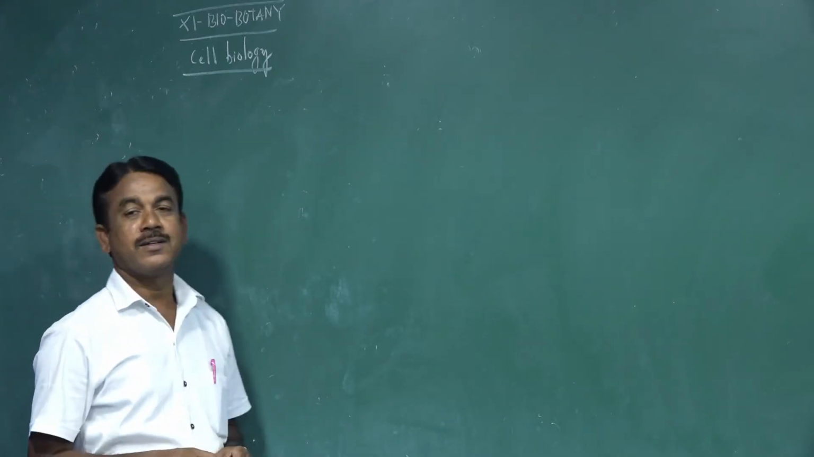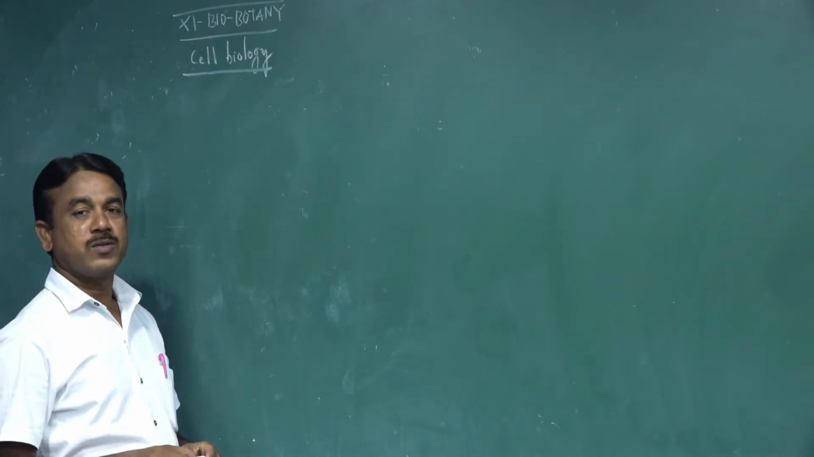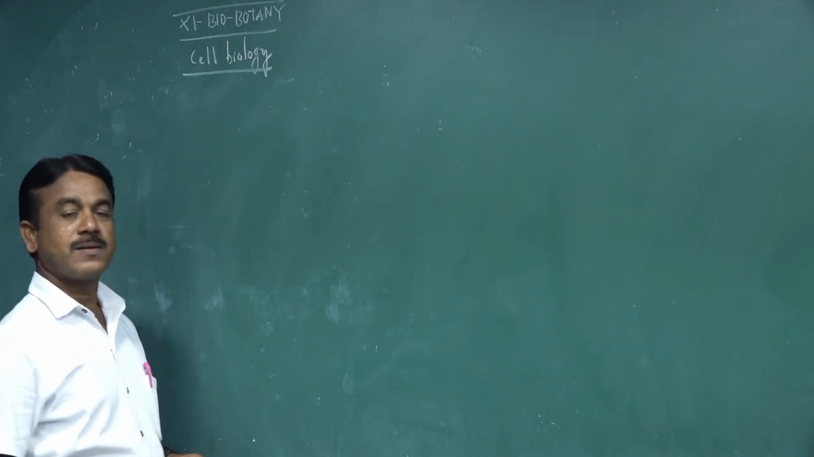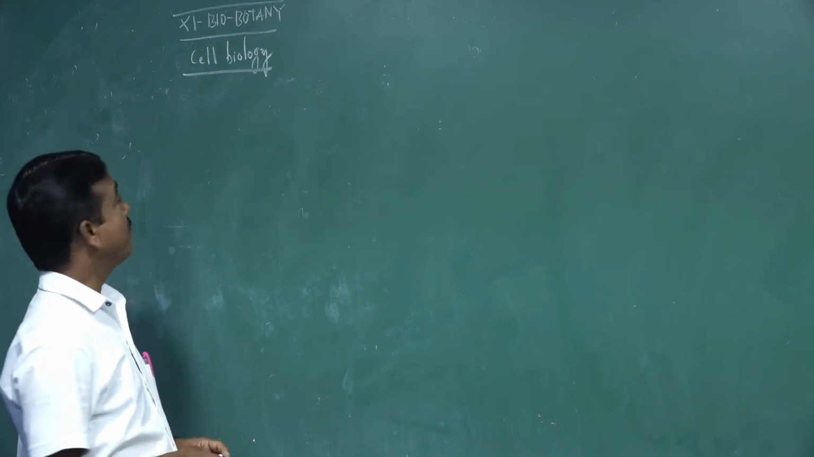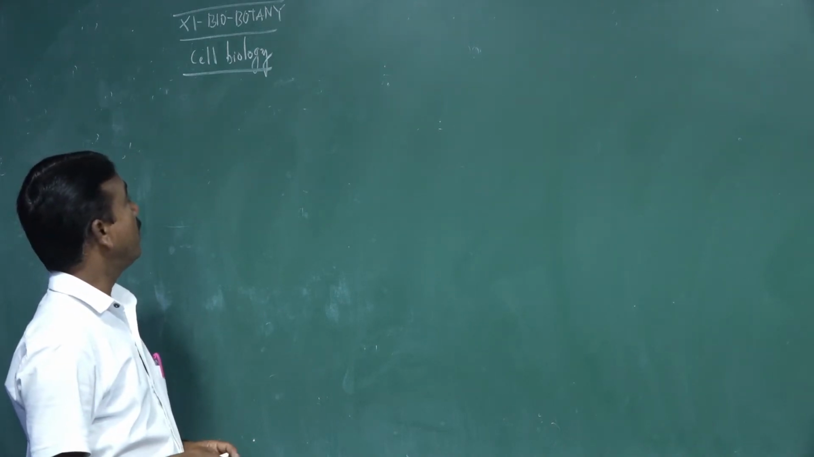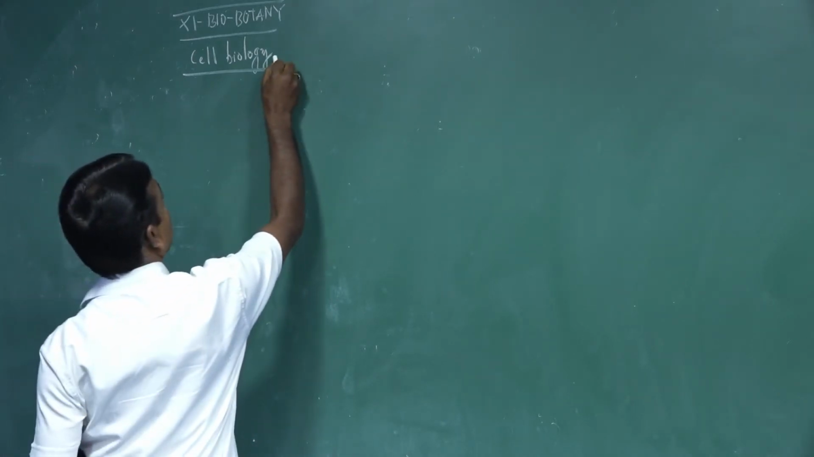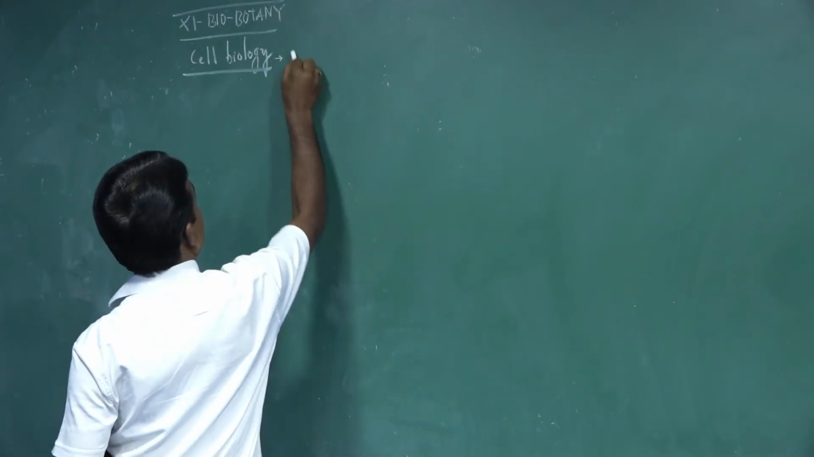Students, today in botany class the topic we are going to discuss is plastids. Plastids come from the unit called cell biology. The chapter today is classified as plastids.